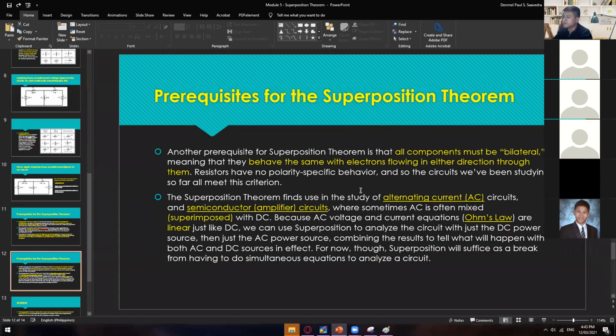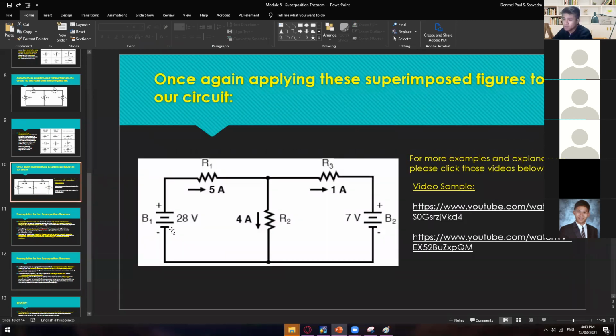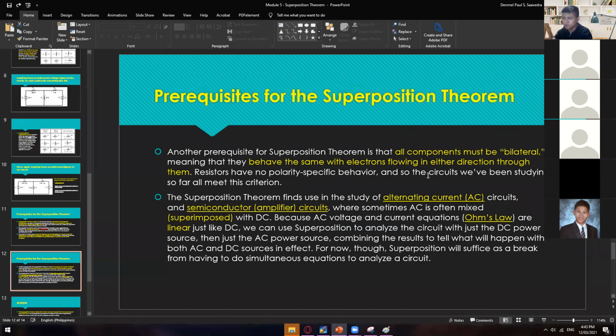All right. So which is similar with linear, it says here that another prerequisite of superposition theorem is that all components must be bilateral, meaning that they behave the same with electrons flowing in either direction through them. So if we have assumed that it is flowing on this side, not the conventional way, it should give you the same result regardless of the flow of current that you've chosen. So it's either right here or right here, either of those 2.